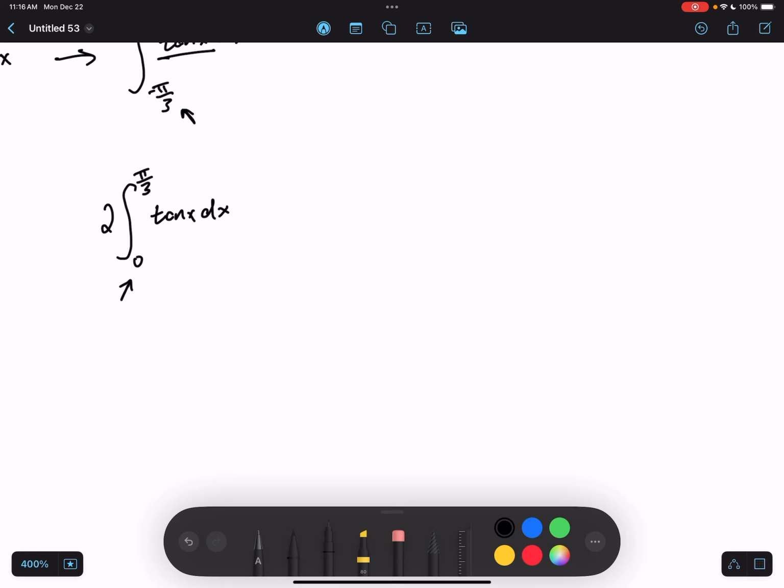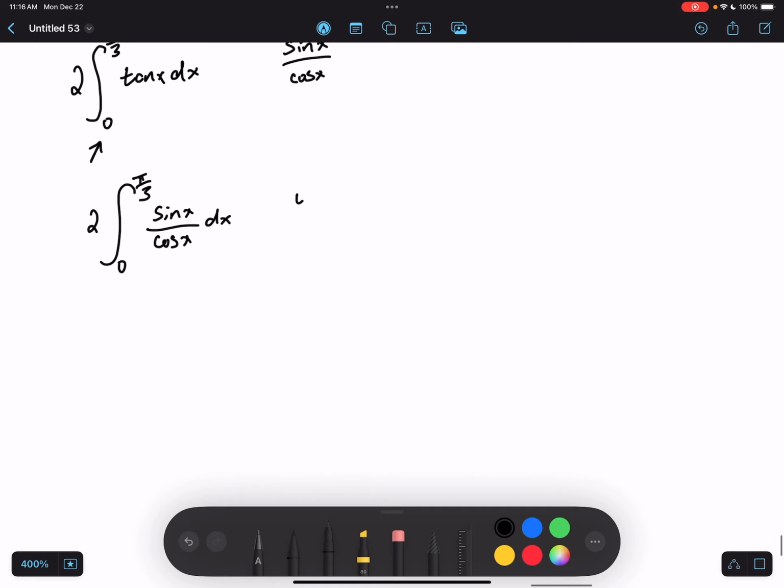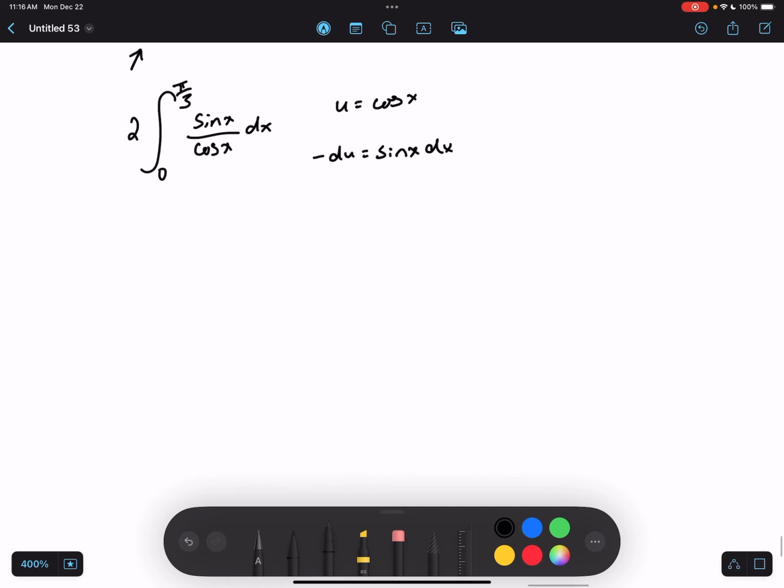So, tackling tangent now, we must remember that tangent is simply sine x over cosine x, and so this can be rewritten as 2 times the integral from 0 to pi over 3 of sine x over cosine x dx. And now we just perform a fairly straightforward u sub, so we can let u equal cosine x. The derivative of u in this case is negative sine x dx. And so to solve this, we'll pop the negative out front, rewrite the integral, and then let it be 1 over u du.